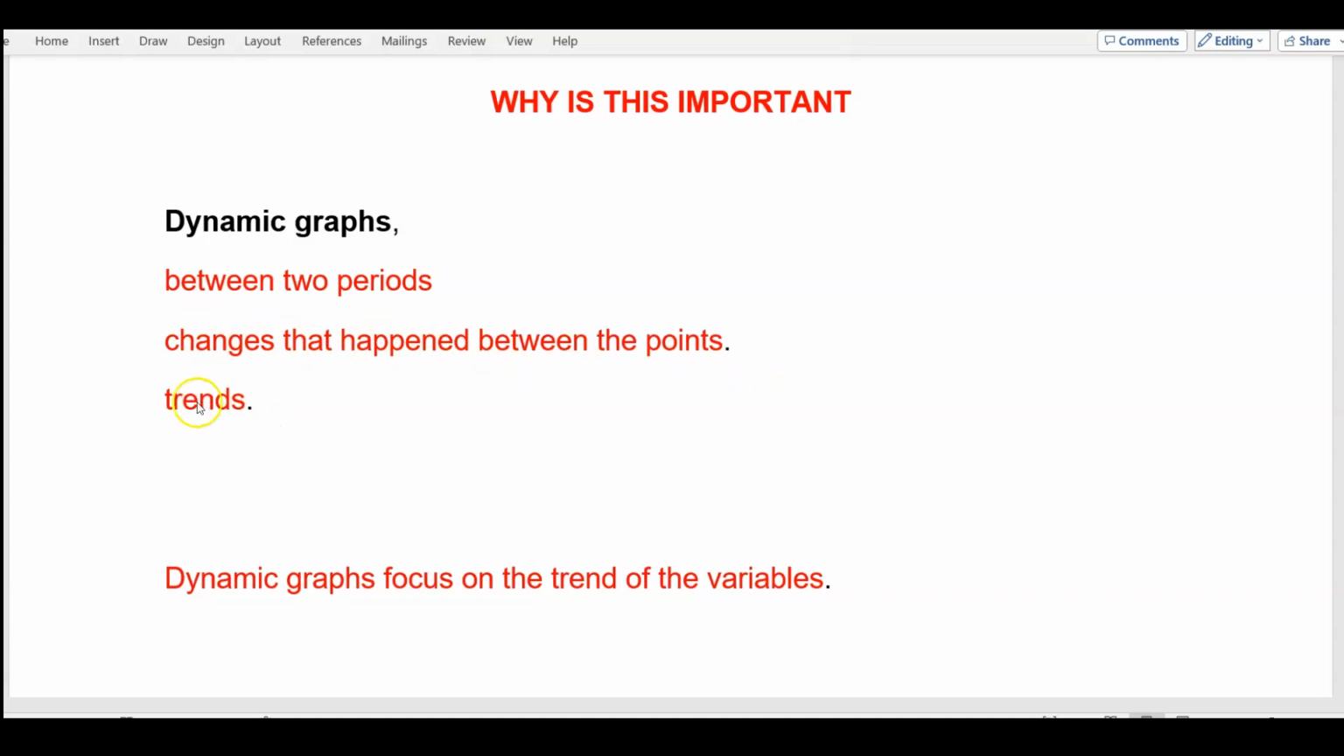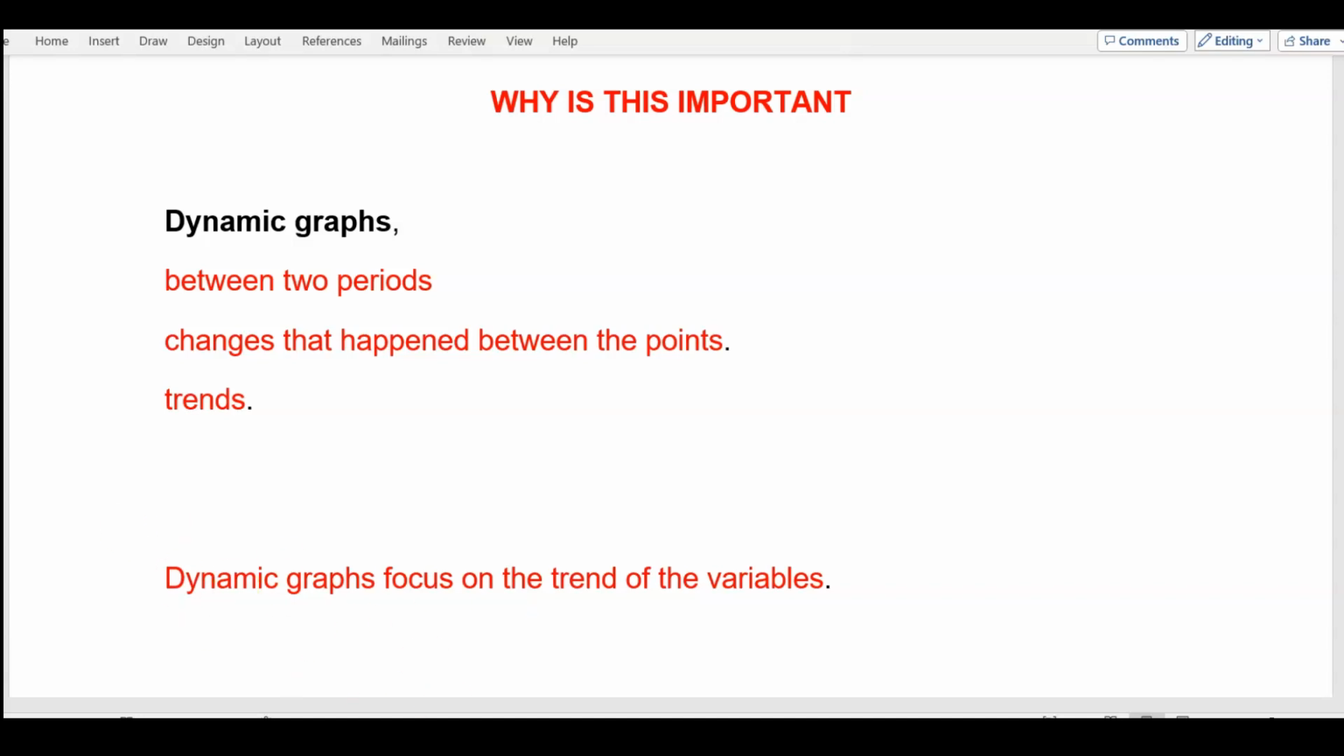Those changes, that is what we call trend. So when you take dynamic graph, the graph focuses on the trend of the variables, okay. So when you are dealing with dynamic graph, you are actually looking at the trend. For you to find the key features, you look for those trends that happen in there, and that is where you assess the changes that happen in there. You're going to describe those changes in the trend and also make some comparisons when relevant. Okay, so that's for dynamic graph.